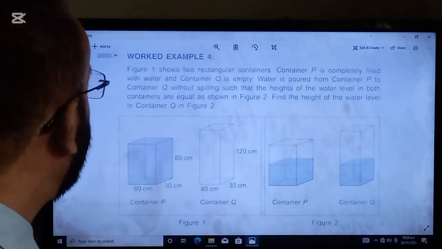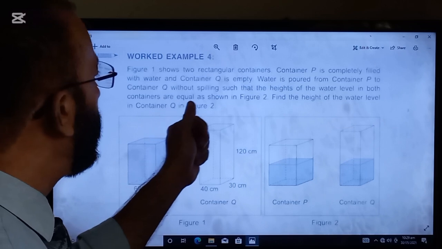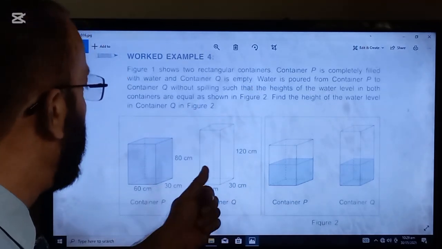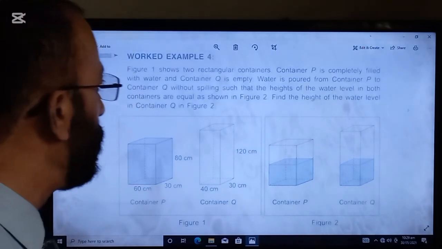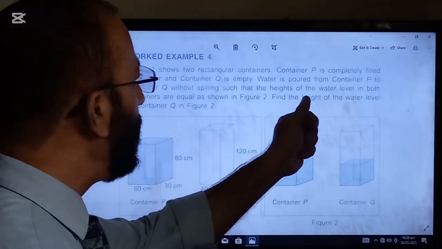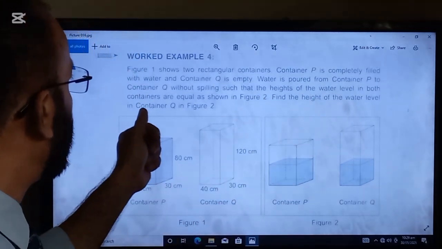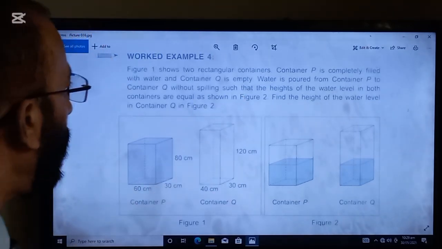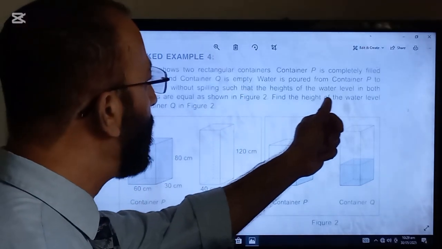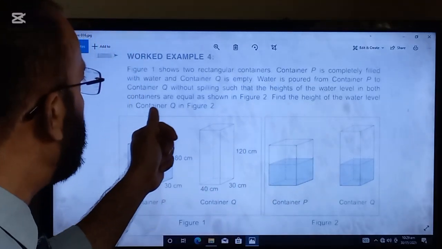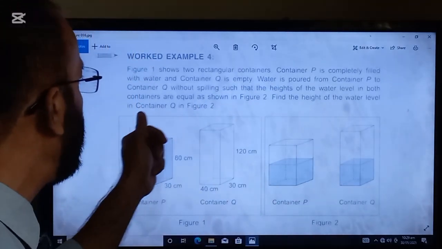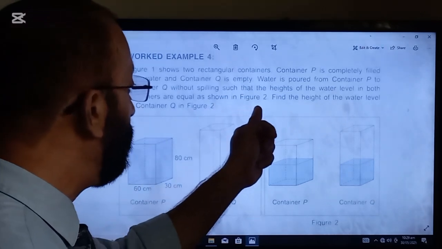And the other question is here. Figure 1 shows two rectangular containers. So these are two containers. Here is figure 1 and here is figure 2. Container P is completely filled with water and container Q is empty. Water is poured from container P to container Q without spilling, such that the heights of the water level in both containers are equal, as shown in figure 2.